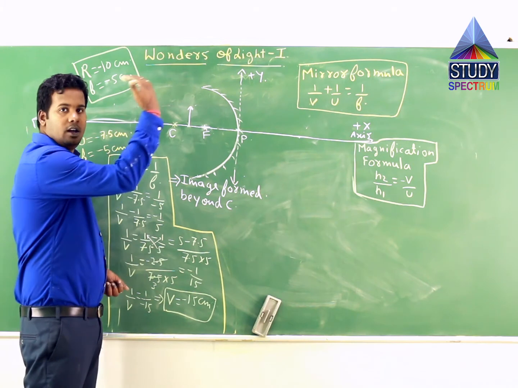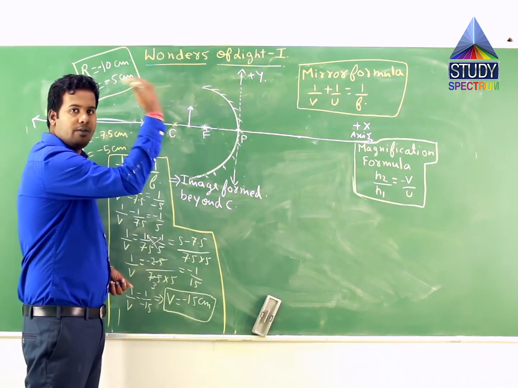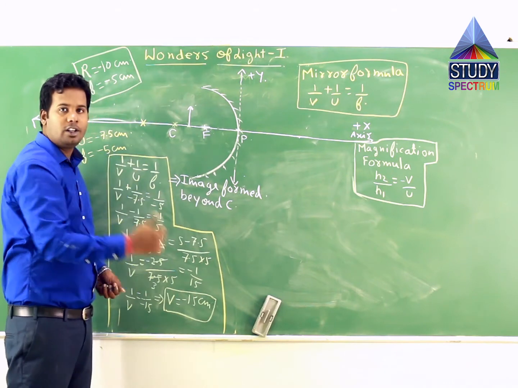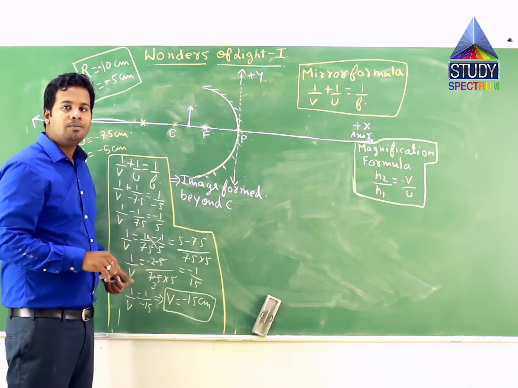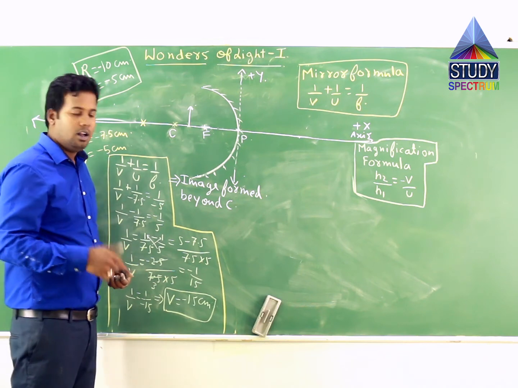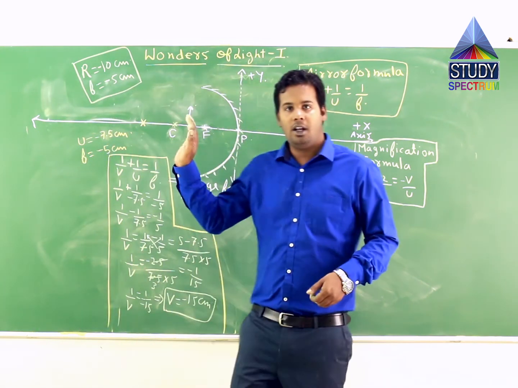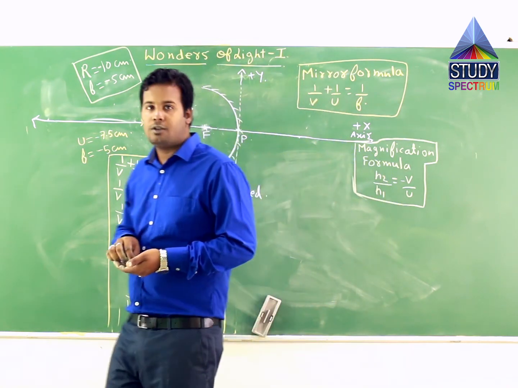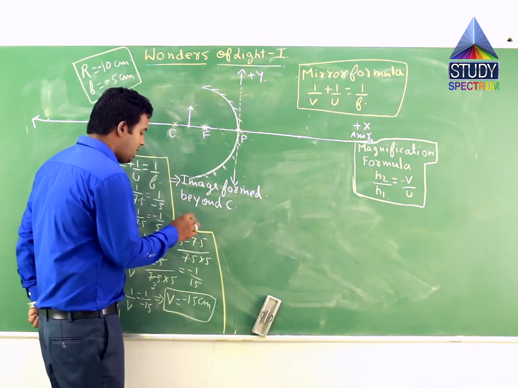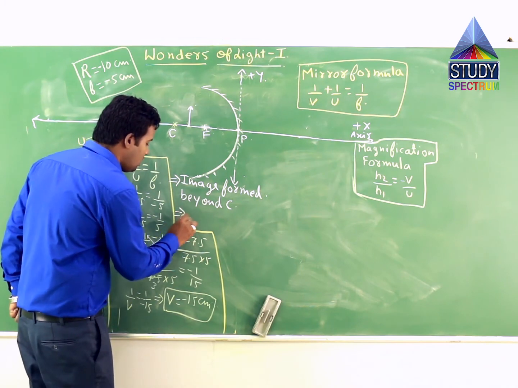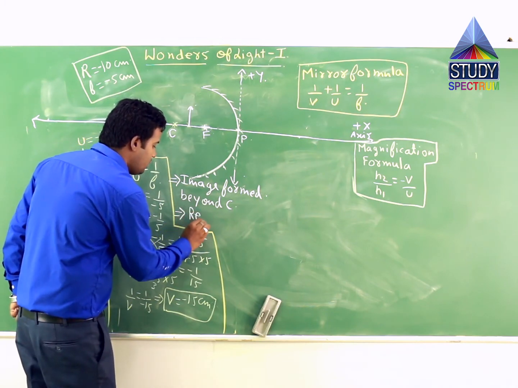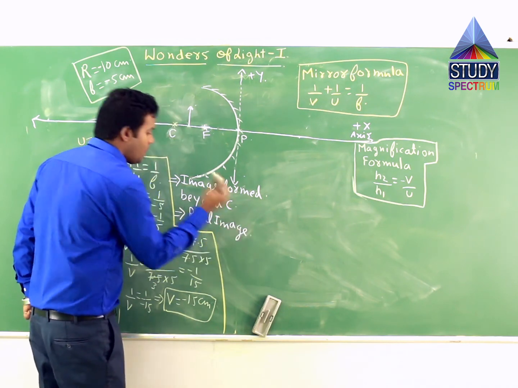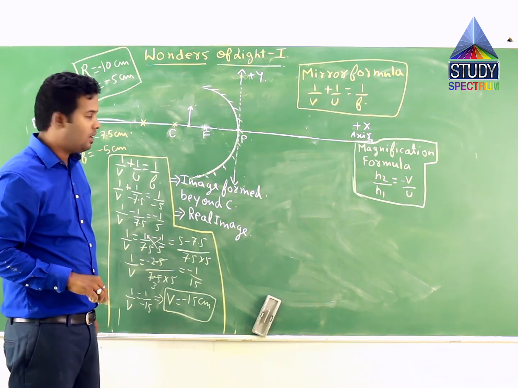Now again, this image is formed in front of the concave mirror, and if the image is formed in front of the mirror, then the image should be real. If it had been formed behind the mirror, then the image would have been virtual. But in this case, the image is formed in front of the mirror. It means the second result is real image. Correct? That is your second result.